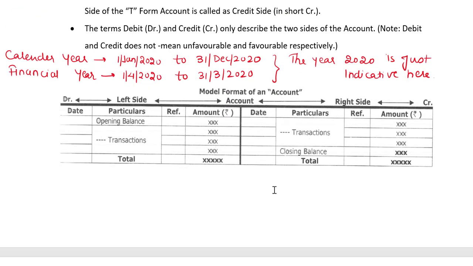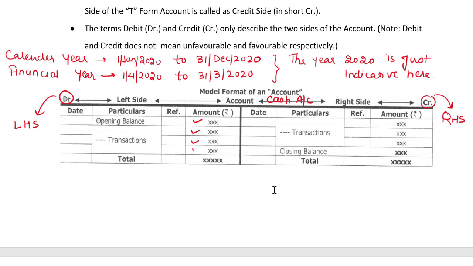Let's see a model format of an account. As I told you, this is an account. Supposing this is a cash account. On the left hand side, we will record debit. On the right hand side, we will record credit entries. The opening balance of the cash account is obviously debit because it is an asset.